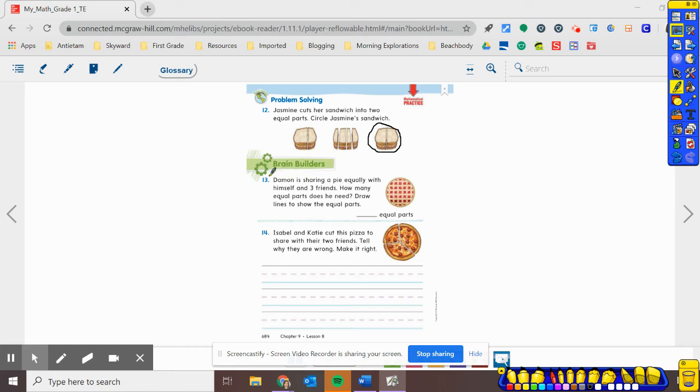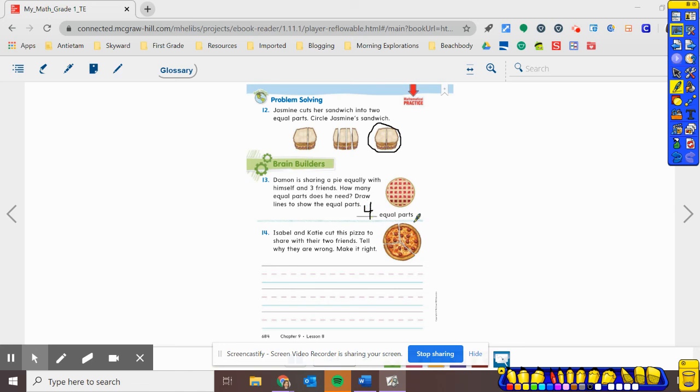Right, number 13 says Damon is sharing a pie equally with himself and three friends. So how many equal parts does he need? Draw the lines to show the equal parts. Okay, so it's himself. So think of you and think of three of your friends or maybe three of your family members. How many people is that all together? Three of your friends plus one more, you, equals four. So he needs four equal parts.